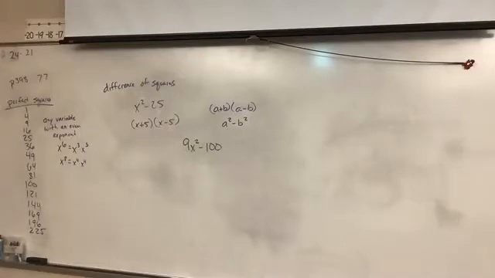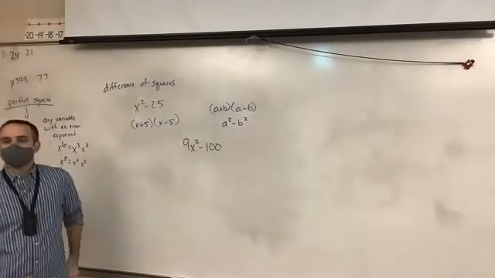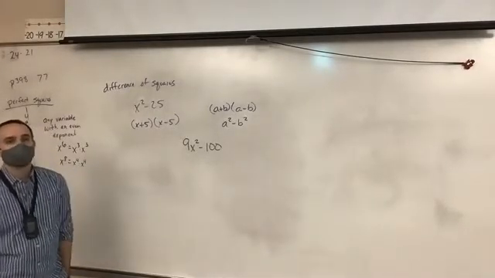I got 3x minus 5. What? You got... Okay, here we go. Here you go. Davey, what do you have?